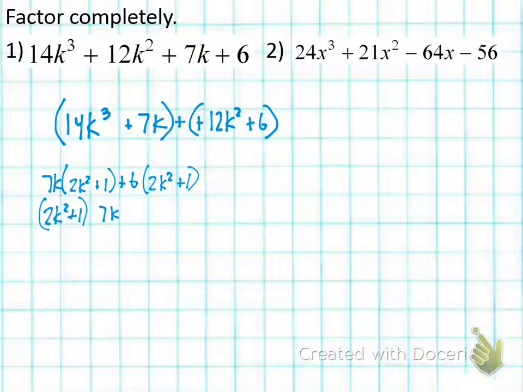And then 2k squared plus 1 times positive 6 is the second one. And then I put parentheses around this because we know we're multiplying this to get these two terms. And then that's it. We're done. That's how we do number 1. Okay, question on number 1?